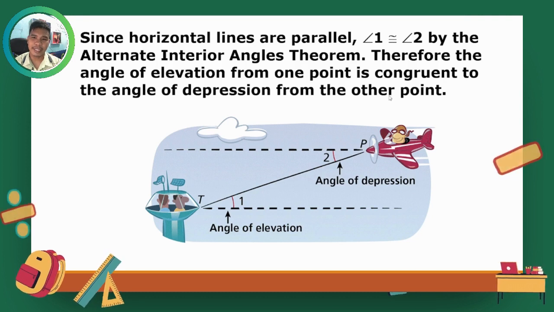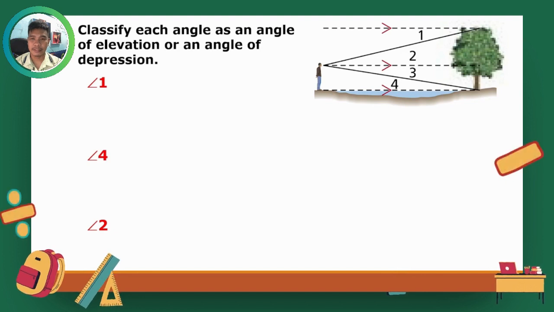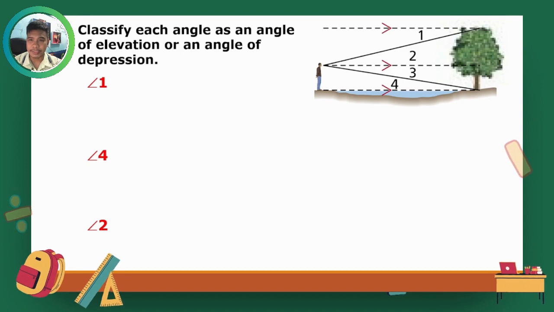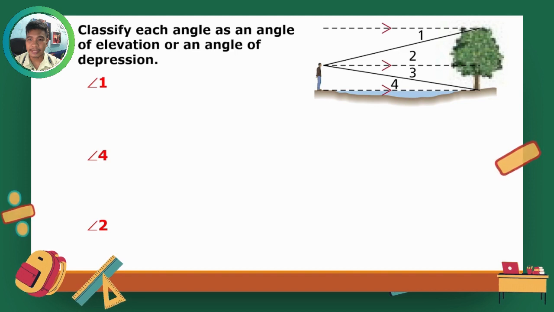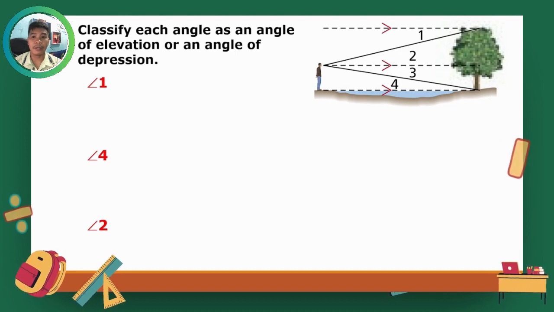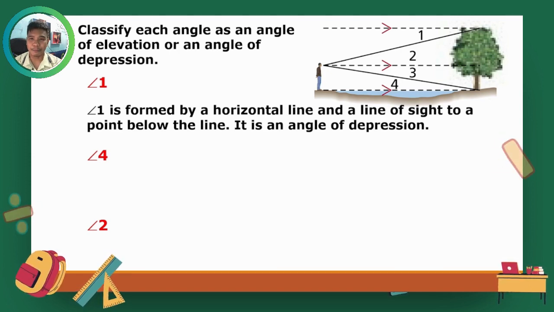Let us identify with the following situation if a particular angle is an angle of elevation or an angle of depression. Given the illustration from the right side, let's start with angle 1. As you can see, the broken line is our line of sight. Angle 1 is below the line of sight. So therefore, angle 1 is formed by a horizontal line and a line of sight to a point below the line. Therefore, it is an angle of depression.